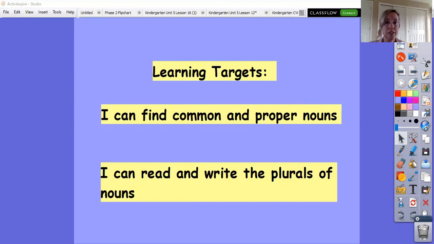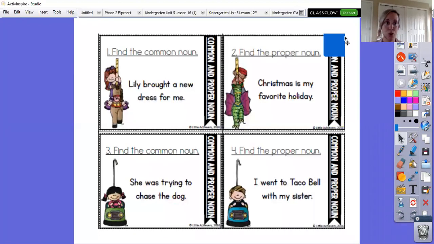Our learning targets for today: I can find common and proper nouns while reading sentences and what they look like, and I can read and write the plurals of nouns. Sometimes it's not just adding an S to make it plural, it looks different, okay? For this first part of the lesson, it says find the common noun.